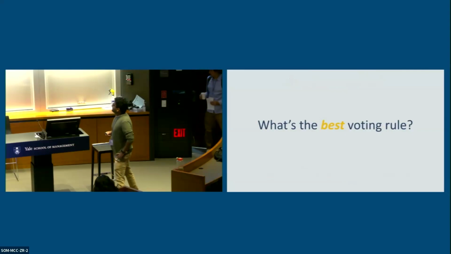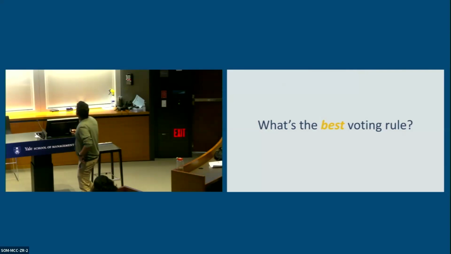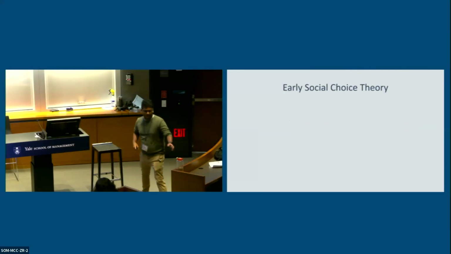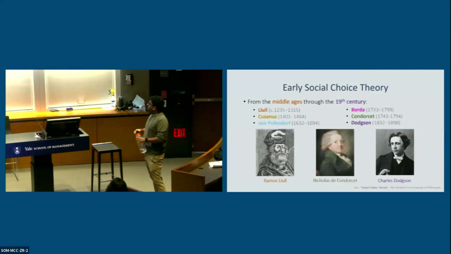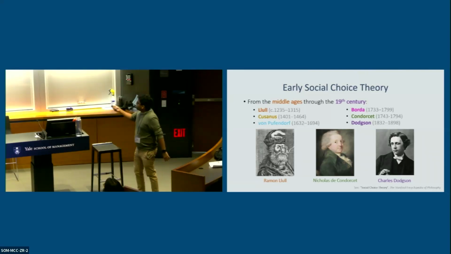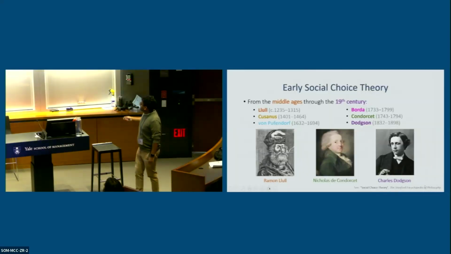So with all these different applications, the natural question is, what's the best voting rule? When you're faced with one of these situations, how should you go about making that decision? This is a question that's been studied for a very long time. From the Middle Ages through the 19th century, a bunch of different people studied and put forth different voting rules. I'm not going to go into exactly what they did because I don't have time, but if you're curious, the history is really interesting. I recommend this survey in the Stanford Encyclopedia of Philosophy.